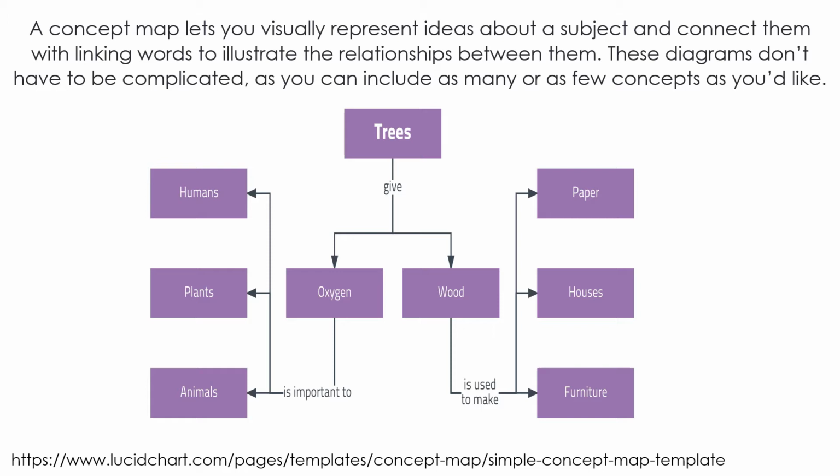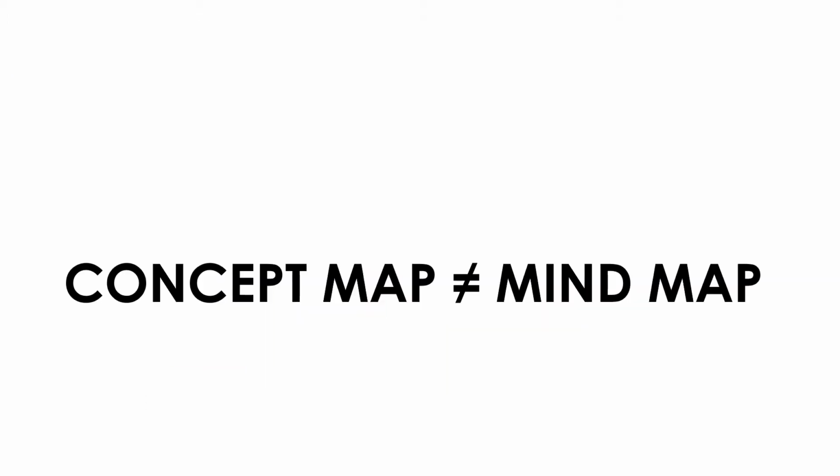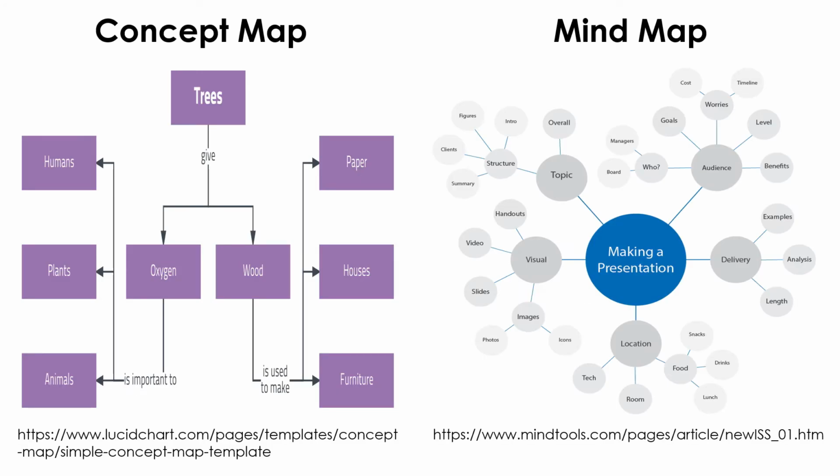To better understand what concept map is, I think I need to debunk this myth. Concept map is not the same as mind map, so we usually interchange the two, but they are not the same. In terms of structure, a concept map has a top-down hierarchical structure, while the mind map has a radial structure. In our sample of a concept map, it started with trees.